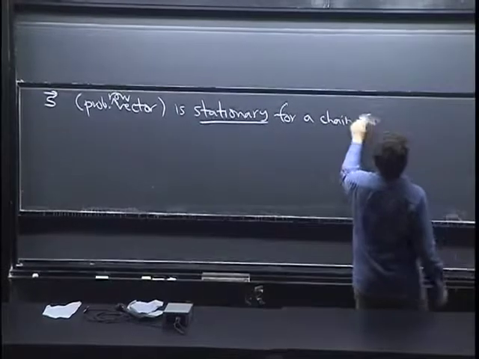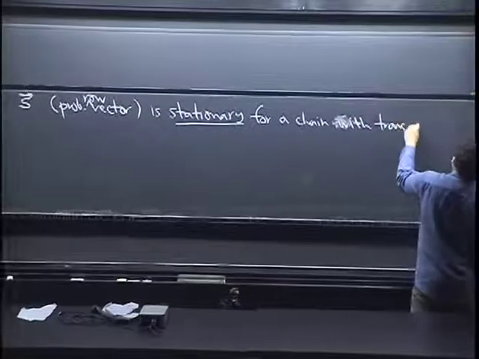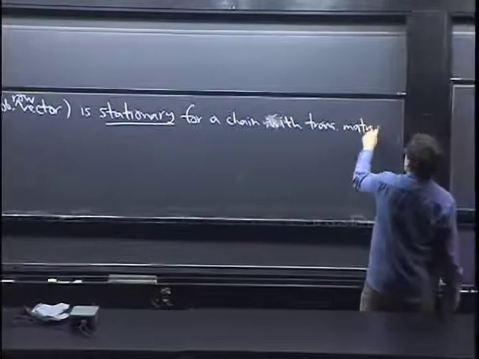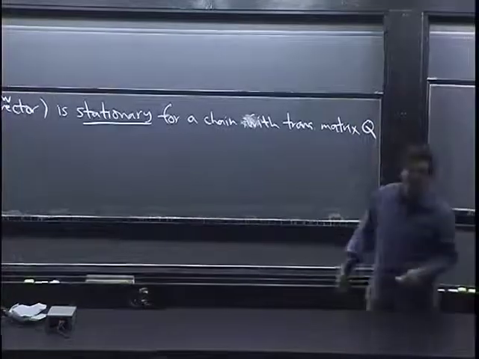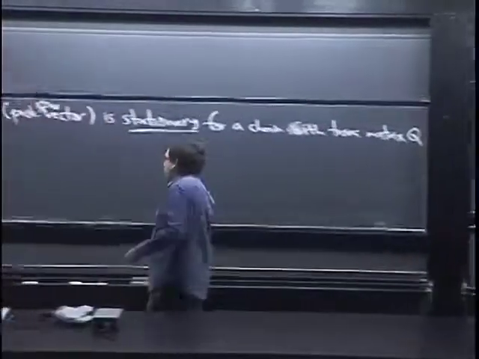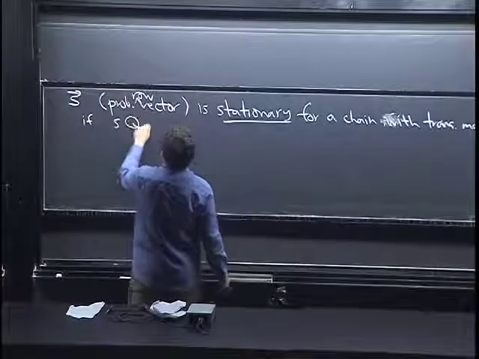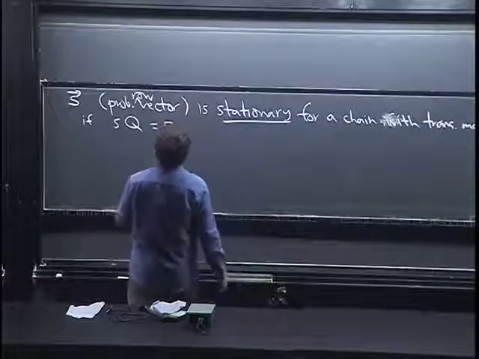So a chain with transition matrix Q, just the notation we were using last time, that's just the big matrix of the probabilities of going from one state to another one. So the definition of stationarity is that S times Q equals S.